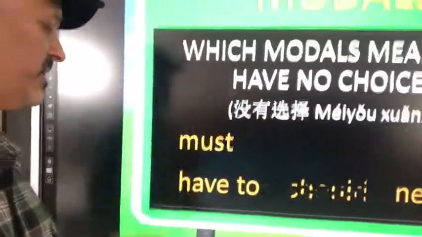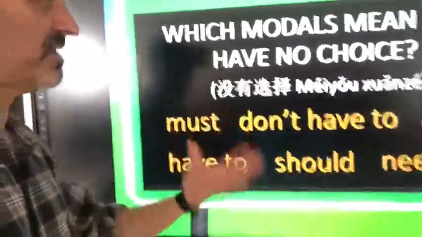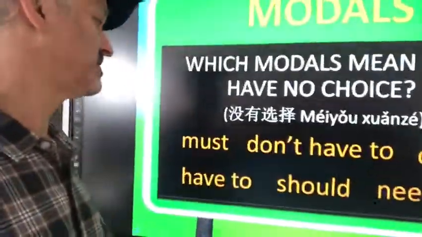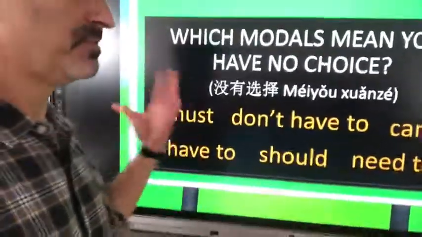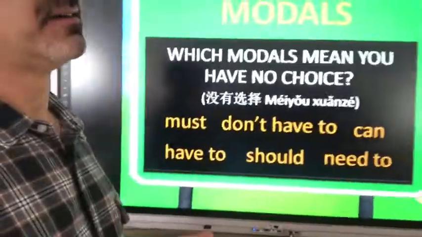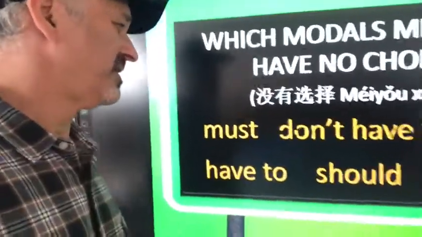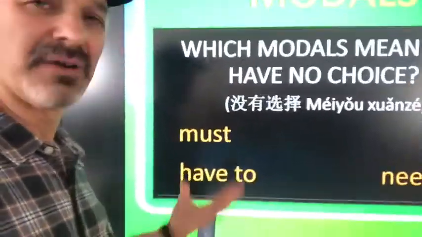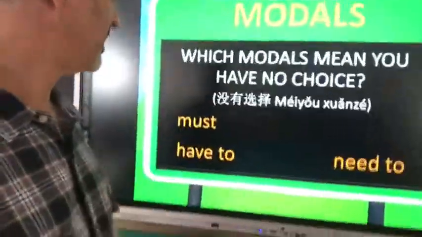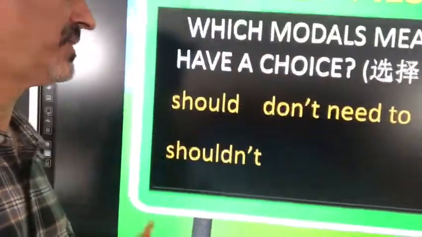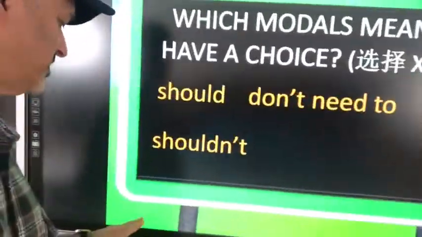And then I move on to this slide, and I give them a bunch of modals, and I say which ones mean you don't have a choice, because we're trying to focus in on rules, what's prohibited, what you can or cannot do, due to rules. And here we go around the class, see what they have to say. Must, have to, and need to mean you have no choice. And then I do the opposite, which would mean you have a choice: should, shouldn't, don't need to.